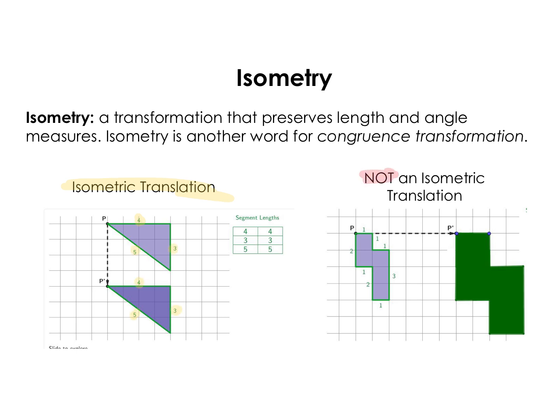Whereas over here, this one is not, because our side lengths change. This was 2, and now this is 1, 2, 3, 4. It was 1, now it's 1, 2. So this one is not the isometric transformation or translation.